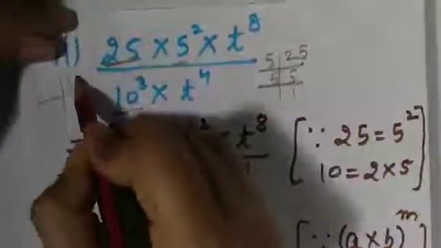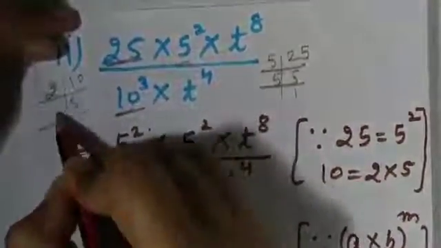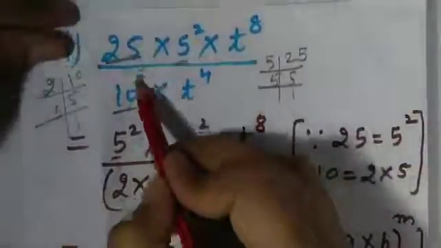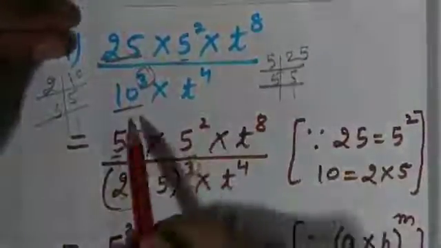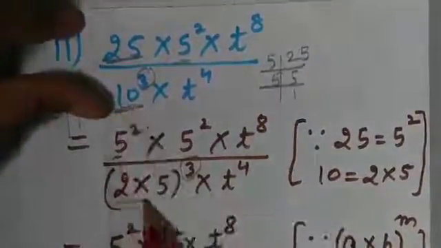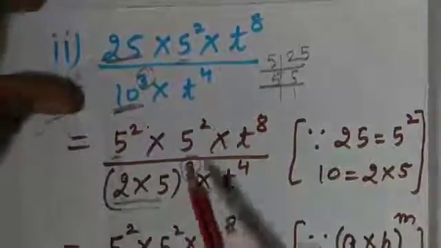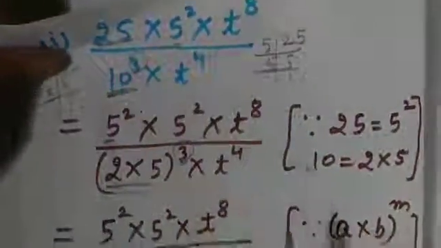How do you come to know? By taking the prime factorization of 10. So this will be 2 into 5, and this power remains the same. I have just written 2 into 5 in place of 10, and this power remains the same, into t to the power 4.